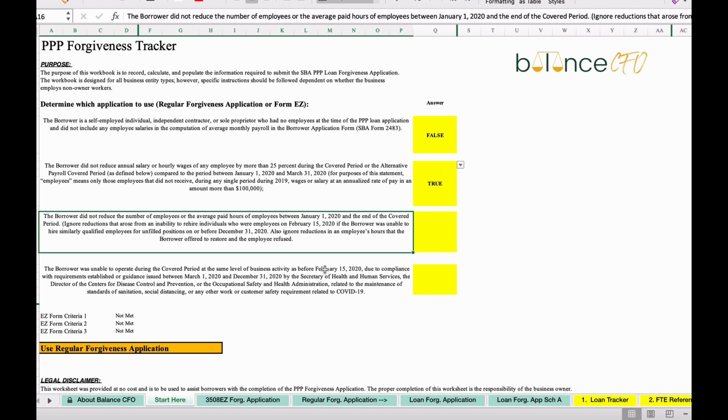But basically, if you have the same number of employees, full-time equivalent employees, remember, so that is considering part-time employees are basically considered as a portion of an employee, right?